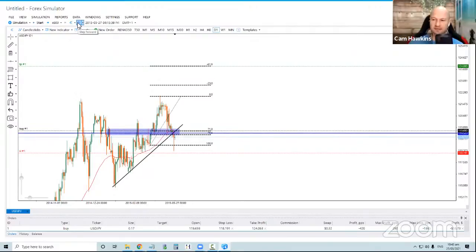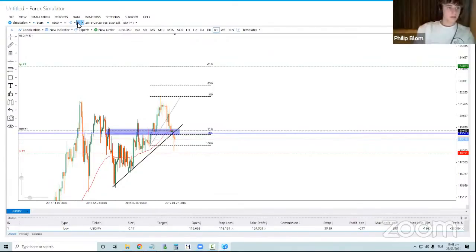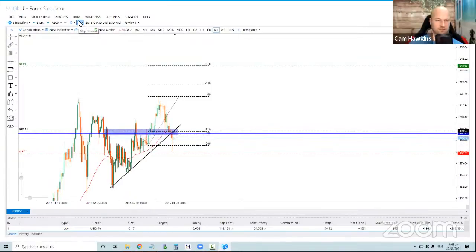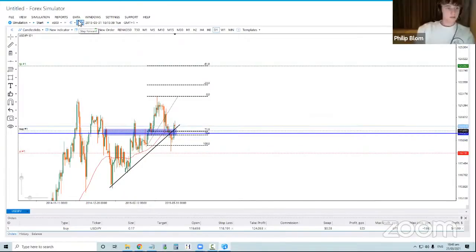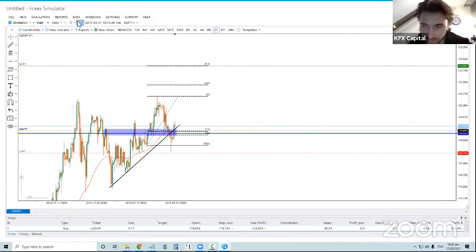How many pairs have you got downloaded there, Philip? I'm thinking about this 10 trade challenge. Where do I check it? File. If you go view tickers. Tickers. Right. Is it 50? Yeah, 50.